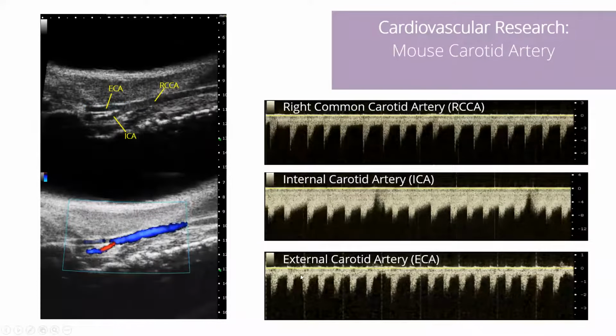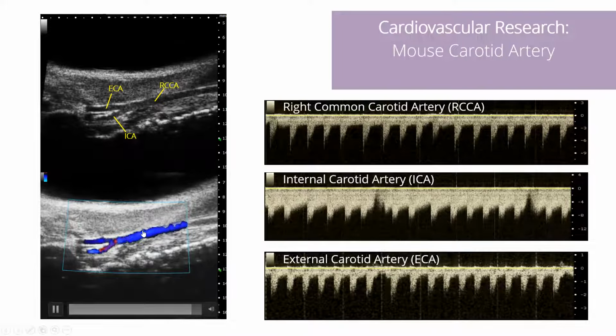Again, we can use color Doppler and pulse wave Doppler when looking at flow through these vessels. We do need to keep in mind here the angle that we're able to achieve is relatively large between the sound coming in and the angle of the blood flow velocity, but we do get waveforms very indicative of the carotid arteries, as you can see here.